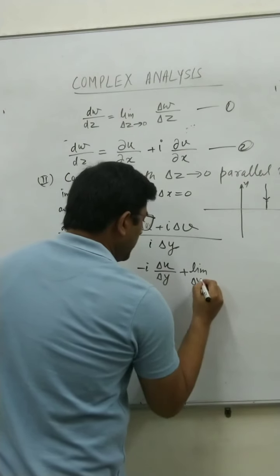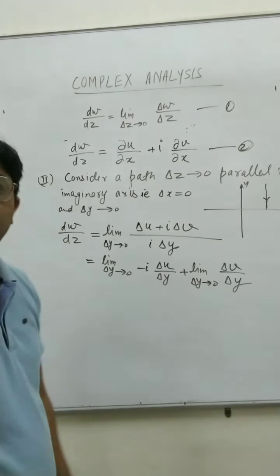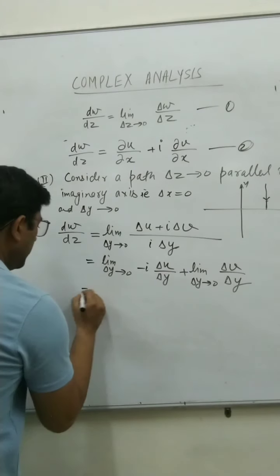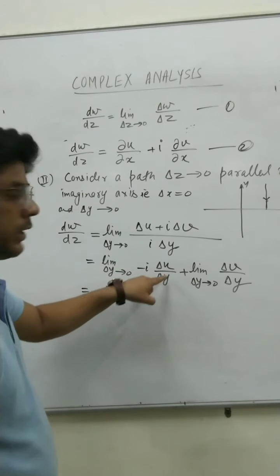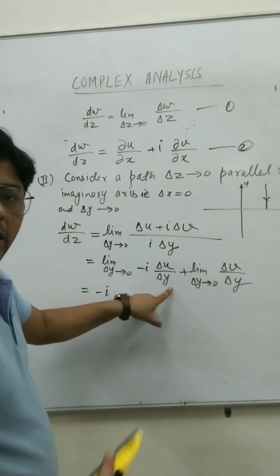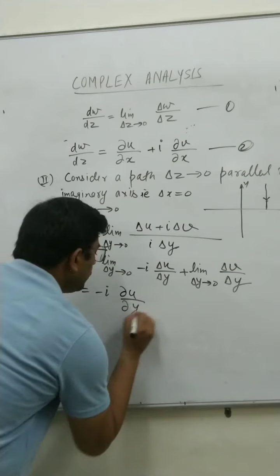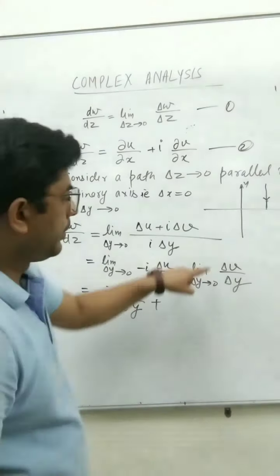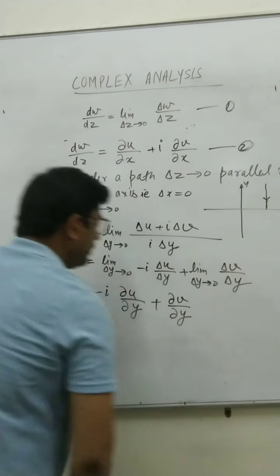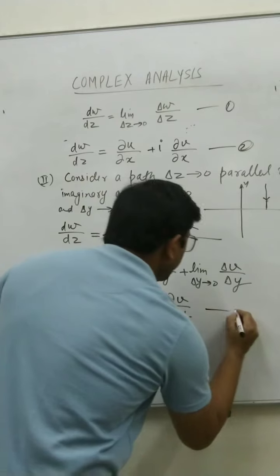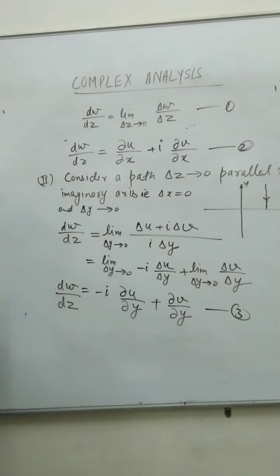Limit delta y tends to 0, delta v upon delta y. Okay, so now minus i is outside, limit delta y tends to 0 delta u upon delta y, partial derivative of u with respect to y, plus this will become partial derivative of v with respect to y. This is the third equation. This is the value of dw upon dz.